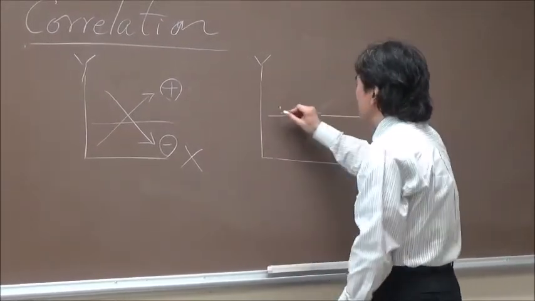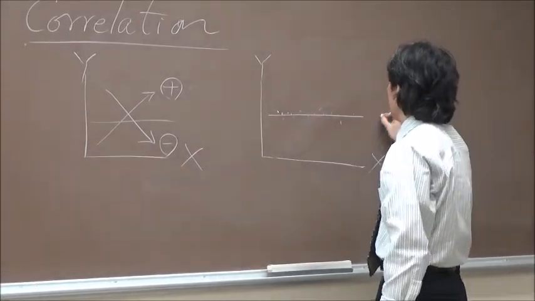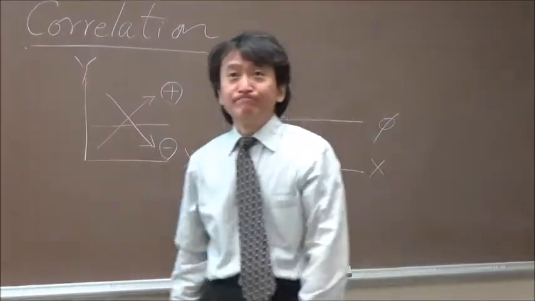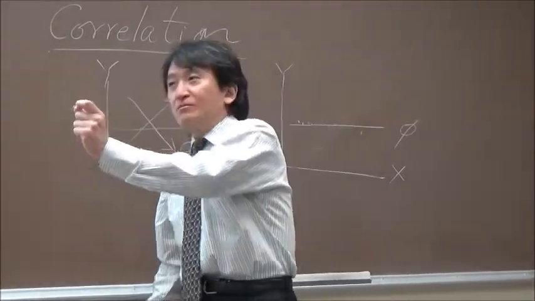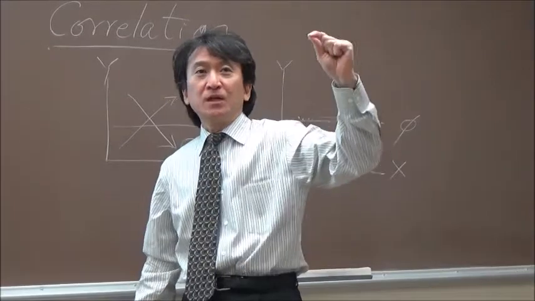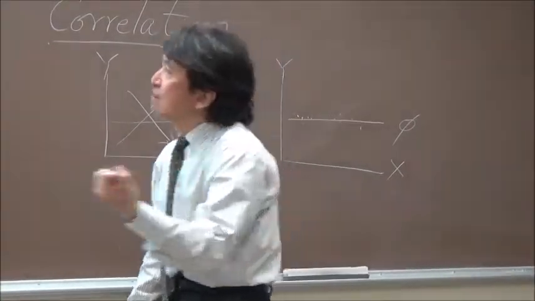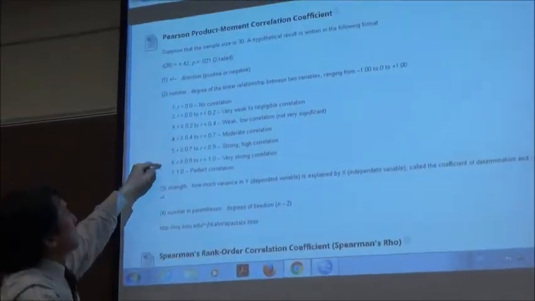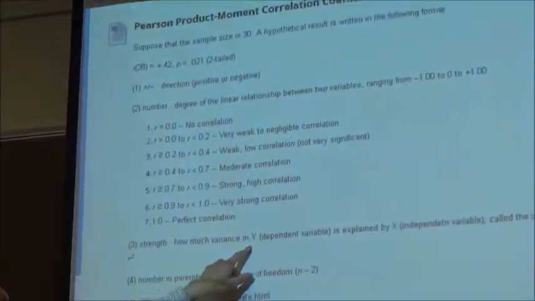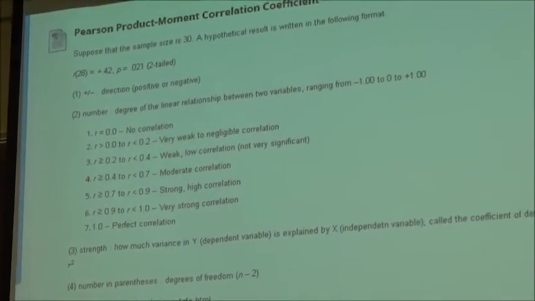But if the imaginary straight line is something like that, then correlation is 0. Because as x increases, y doesn't move, right? That's why the correlation is 0. That's what strength is all about. Okay, so far? Okay?